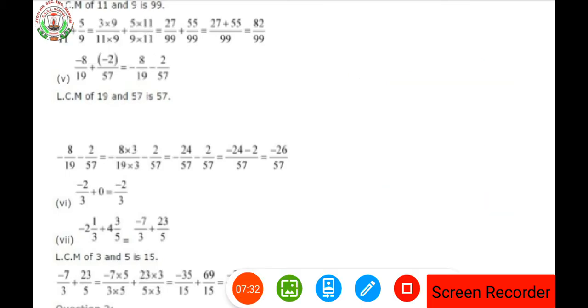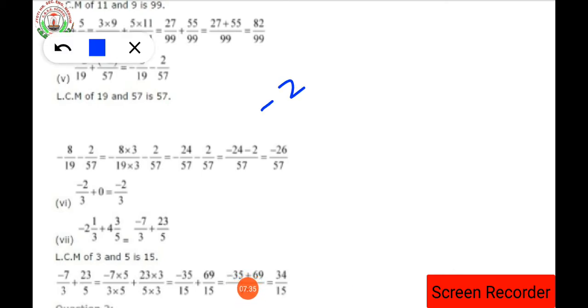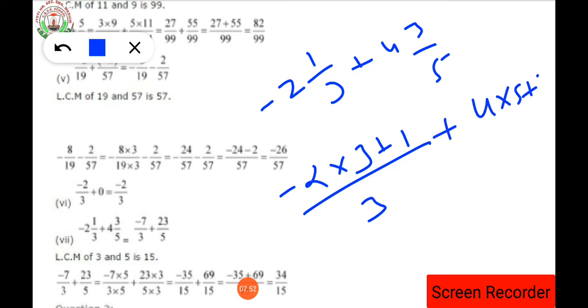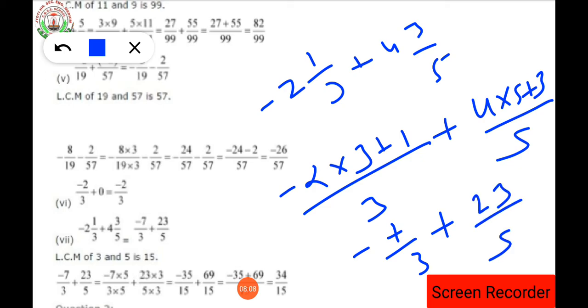And the same with the last part, we will have minus 2 1 by 3 plus 4 3 by 5. Since it is in the form of a mixed fraction, we have to convert it into an improper fraction. So minus 2 into 3 plus 1 upon 3 plus 4 into 5 plus 3 upon 5 we are having, isn't it? So minus 2 into 3 will be minus 6. Minus 6 plus 1 will be minus 7. So minus 7 by 3 plus 4 5s is 20. 20 plus 3 is how much? That is 23.